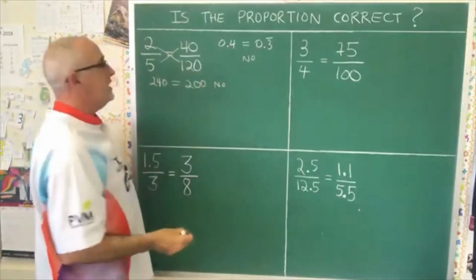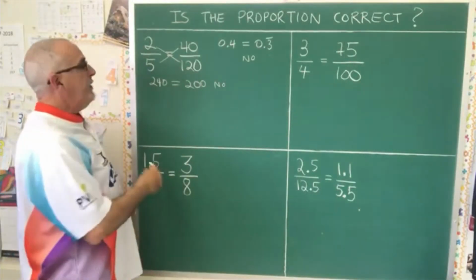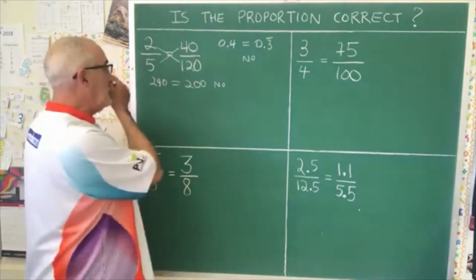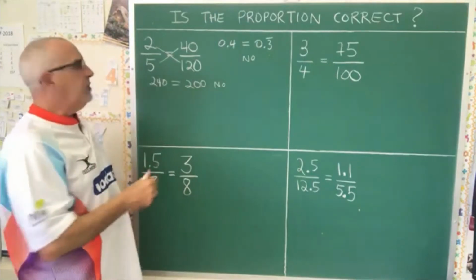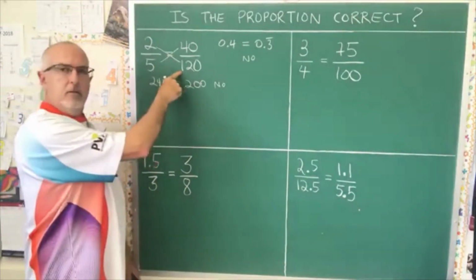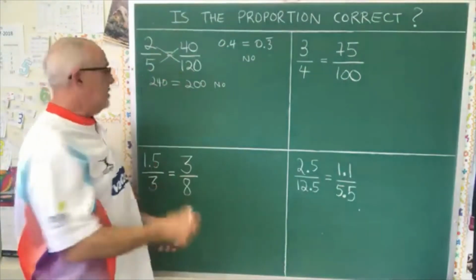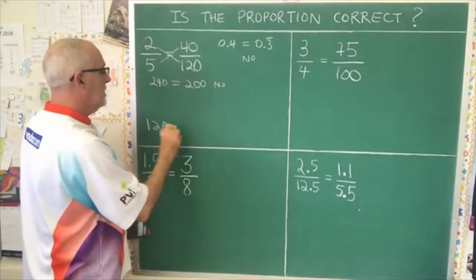The third method is common denominator. If you're working with fractions, then you're practicing making common denominators. You're looking for the lowest common multiple of the two denominators that are already there. 5 and 120 have a lowest common multiple of 120, so that would be the common denominator.